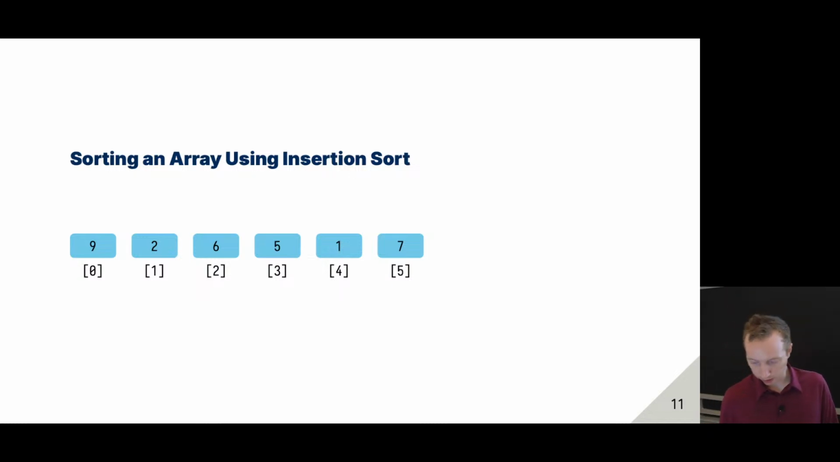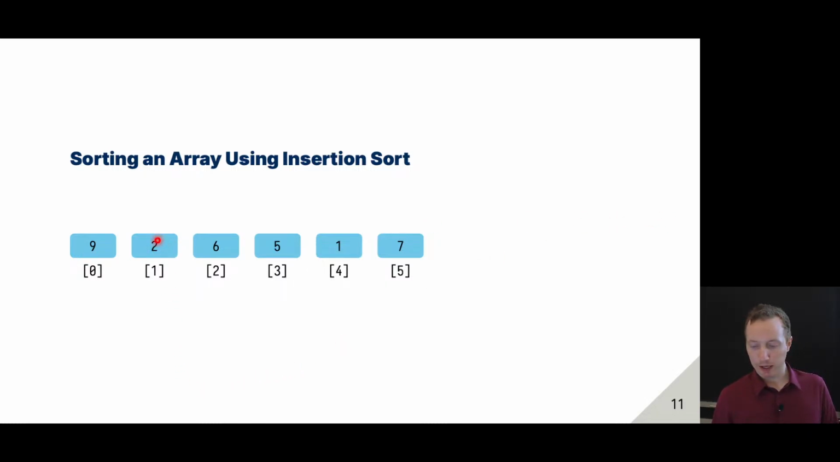So here are another 6 elements: 9, 2, 6, 5, 1, 7. They are not in order, and we have to place them in order. Initially, if I just have one card on my left-hand side, just the 9, one card by itself is sorted because you don't have to compare it to anything. So I can consider 9 as my sorted side and the rest as my unsorted side.